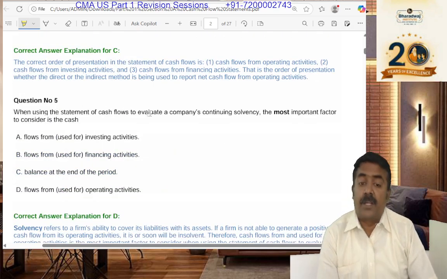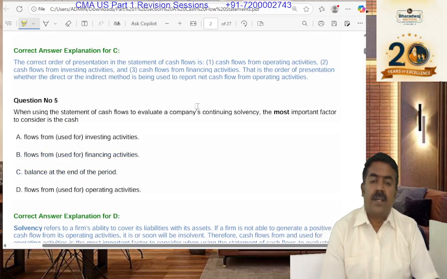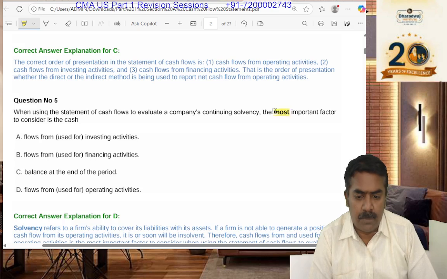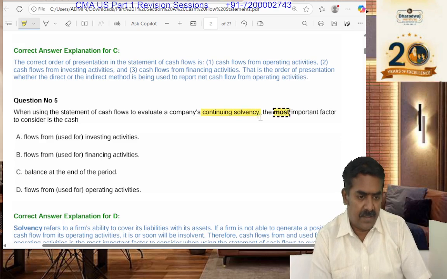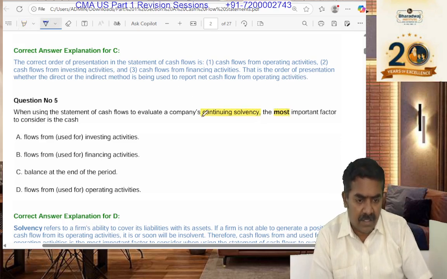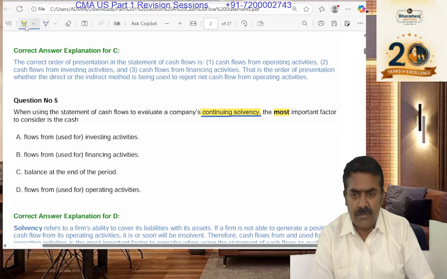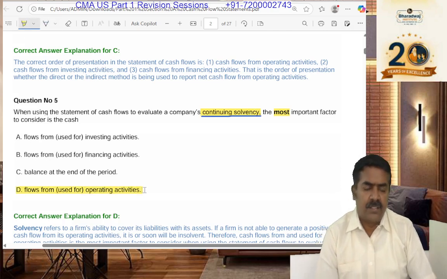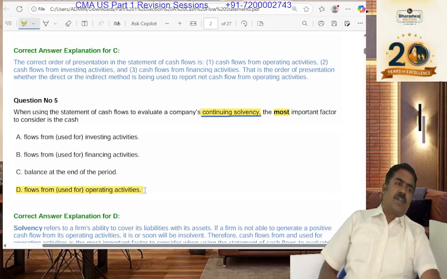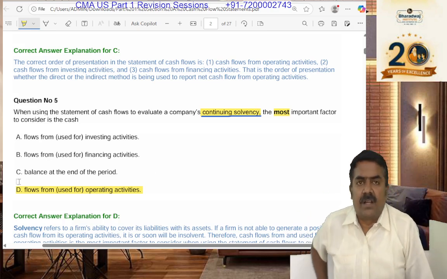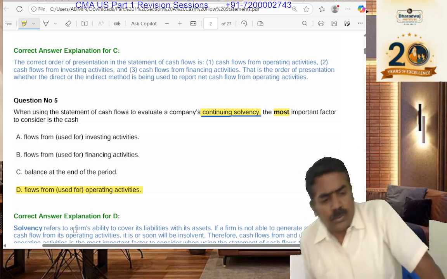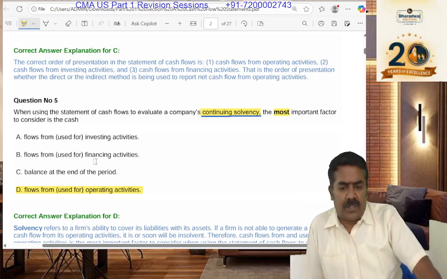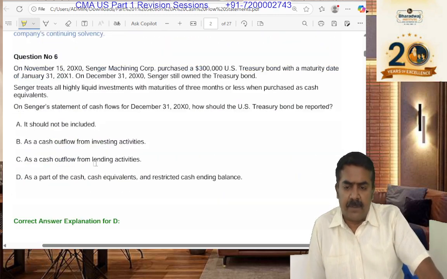When using the statement of cash flows to evaluate the company's continuing solvency, the most important factor is... continuing solvency, whether the firm will be solvent in the future or not. If the cash from operating activity is positive, the company will continue for a longer run. It's not present solvency; in the future, will it be solvent or not? We have a positive cash flow. So the most important factor is cash from operating activity.